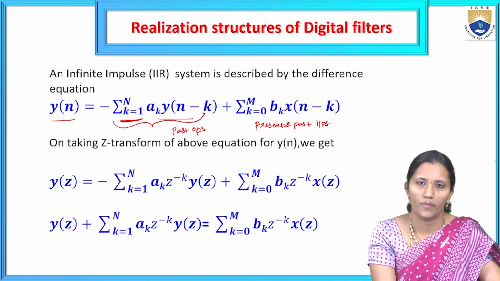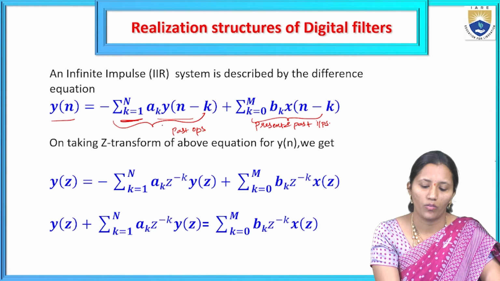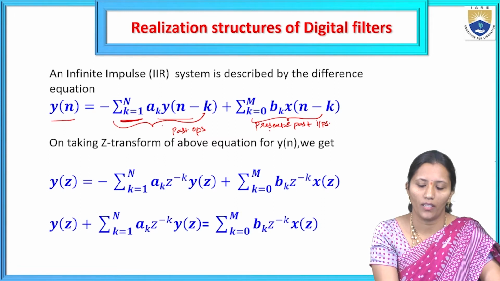If you observe the second term, substituting k equal to 0, we get b0 x(n), where x(n) is the present input. If you substitute k equal to 1 to M, that is, k equal to 1, b1 x(n-1), k equal to 2, b2 x(n-2), and k equal to 3, b3 x(n-3). So x(n-1), x(n-2) are the past inputs. The general difference equation for the IIR filter depends on the past outputs, and if you substitute k equal to 0 in the second term, you get the present input, that is b0 x(n), and from k equal to 1 to M, we get the past inputs.